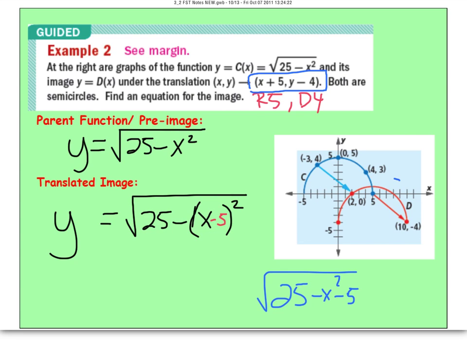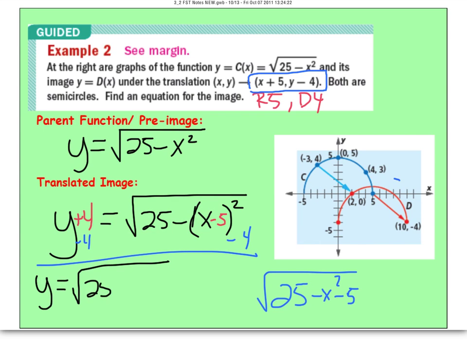and doing minus 5. Okay, for the y, they actually wanted to go down 4. So I'm going to go over to the y, and instead of doing minus 4, I do plus 4 to the y. Now, to clean this equation up and solve it for y, what I would do is subtract 4 from both sides. So our final equation would be y equals the square root of 25 minus x minus 5 all squared, and then minus 4.